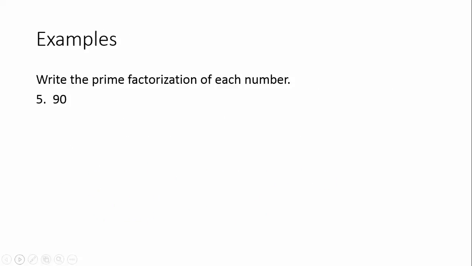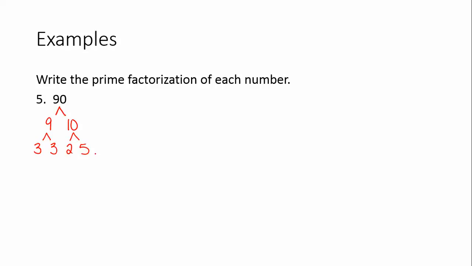So the first example is 90. What you're going to do is start with 90. We're going to split it up into its factors. I'm going to choose 9 and 10. You don't have to start with 9 times 10. You could start with 45 times 2. It's your choice. 9 is not prime, so I need to keep splitting it down. So 9 is 3 times 3. 10 is also not prime, so I'm going to split it down into 2 and 5.